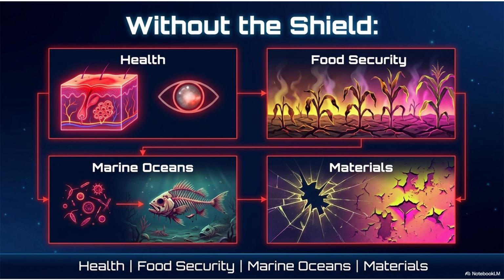Finally, excessive UV radiation can damage some materials, causing them to deteriorate faster. So the ozone layer helps protect the entire ecosystem.